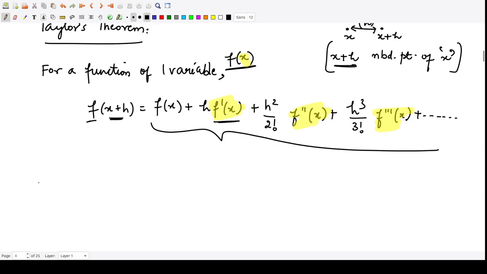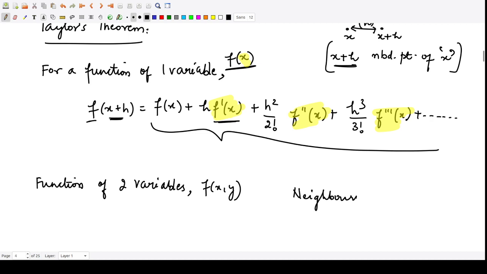However, if you have a function of two variables, in that case, suppose your function is given to be f of x, y, right? And we say that all the partial derivatives are defined at the neighboring point. So what would be the neighboring point here? The neighboring point would be x plus h and y plus k.